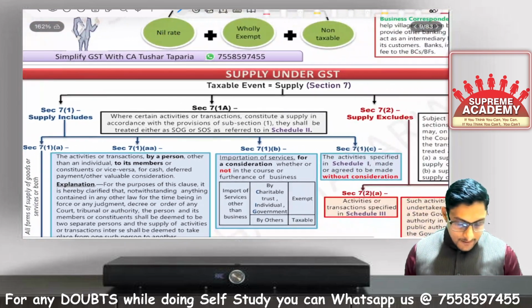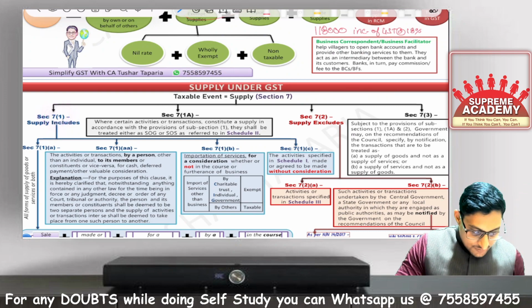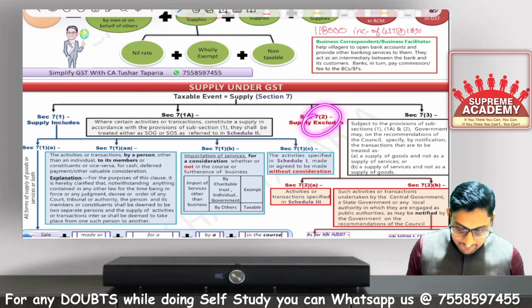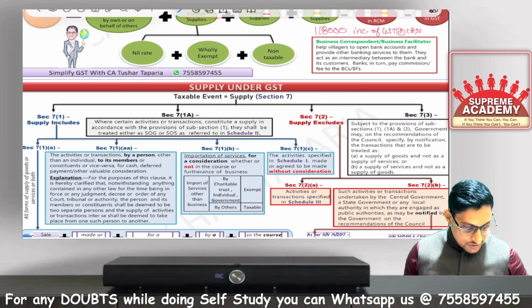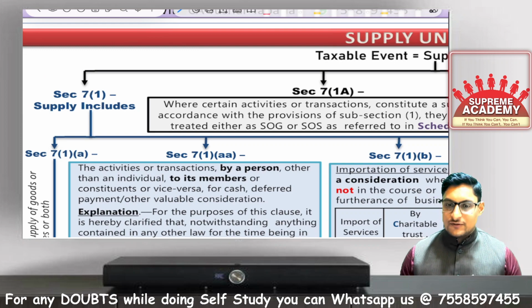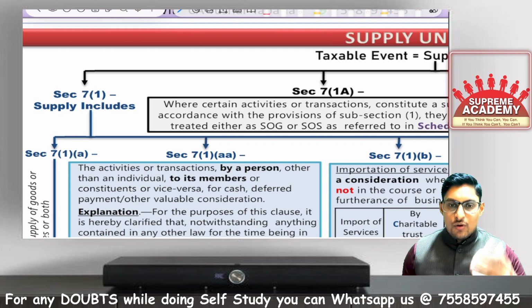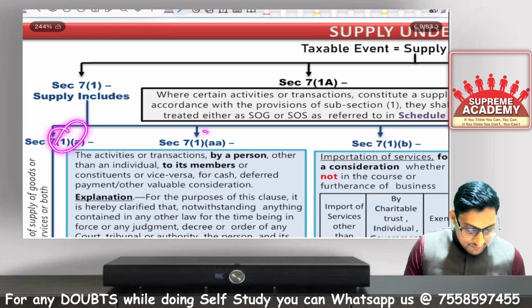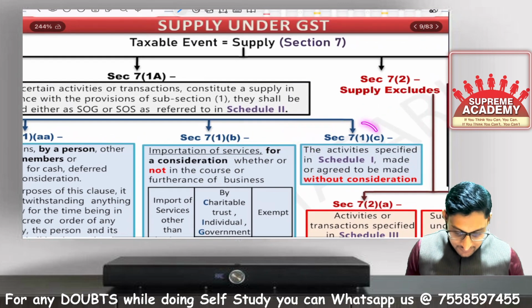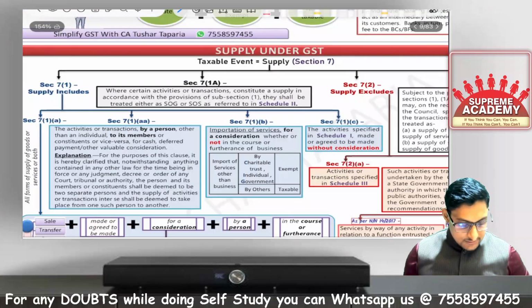So let's begin. Section number 7 is distributed in four parts: 7(1), 7(1A), 7(2), 7(3). First of all, we'll study 7(1). 7(1) says that supply includes, which means it is the definition of supply. It will tell you what supply means. So, supply includes what? Supply includes 7(1)(a), 7(1)(aa), 7(1)(b), and 7(1)(c). All the activities coming under these subsections will be termed as supply.